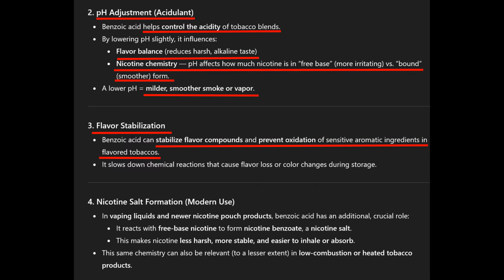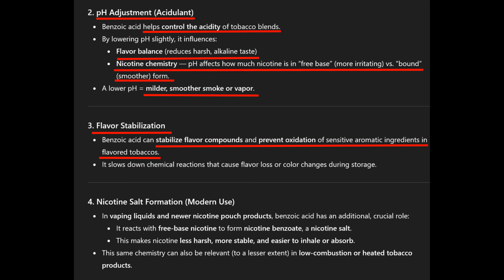Nicotine chemistry, pH affects how much nicotine is free base, more irritating, versus bound, smoother form. A lower pH is milder, makes it a smoother smoke or vapor. Okay, and the third thing is flavor stabilization. What benzoic acid does is stabilize flavor compounds and prevent oxidation of sensitive aromatic ingredients in flavored tobaccos. The fourth one, it's not in our interest, so we move on.